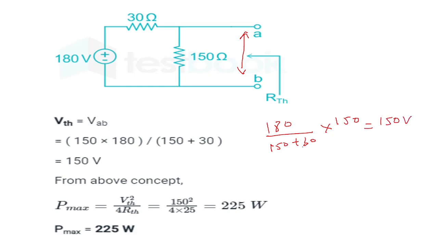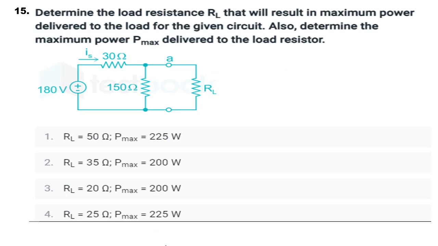So from this we get the Thevenin's voltage as 150 volt, and from the formula of maximum power we have Thevenin voltage square upon 4 into Thevenin resistance, which will be substituted as 150 square upon 4 into 25, which is nothing but 225 watts. So the maximum power is 225 watts. Here you can see the fourth option, that is 25 ohms and 225 watts. RL is equal to 25 ohms and maximum power is equal to 225 watts will be the right answer.